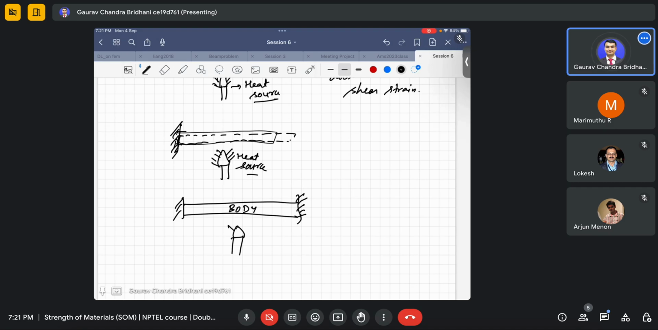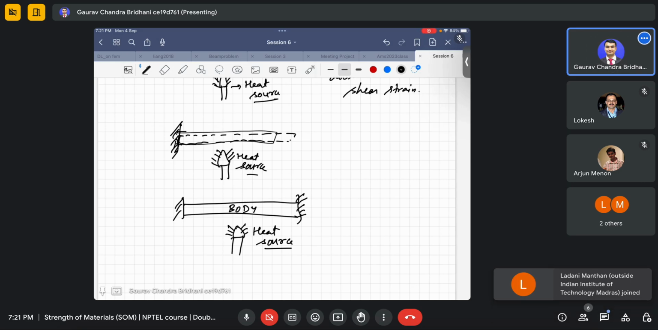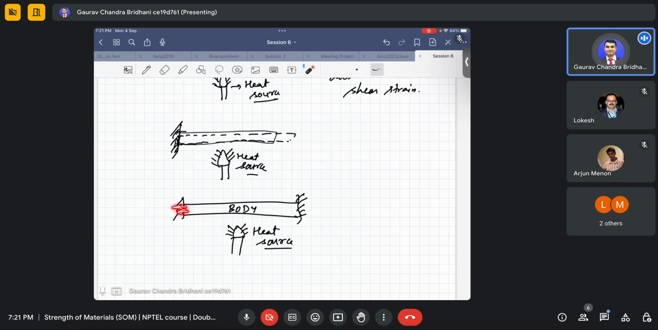Okay, like this, heat source. So now what will happen? Because of this heat source, the body will try to expand. It will have developed strain, so it will try to expand in this direction, but there is a boundary which won't let it expand. Therefore, some stresses will be induced.